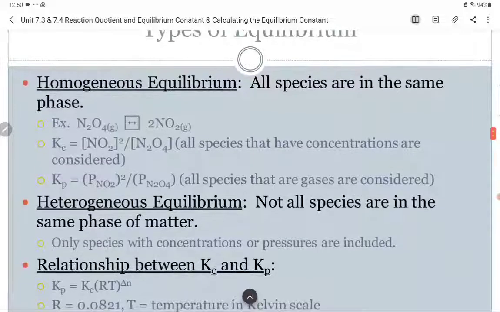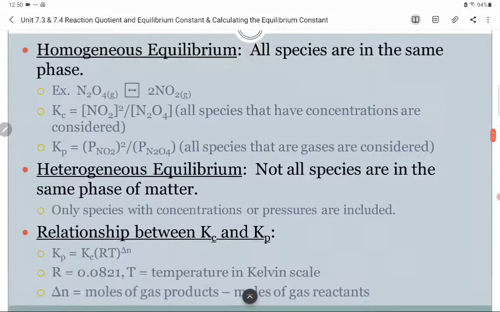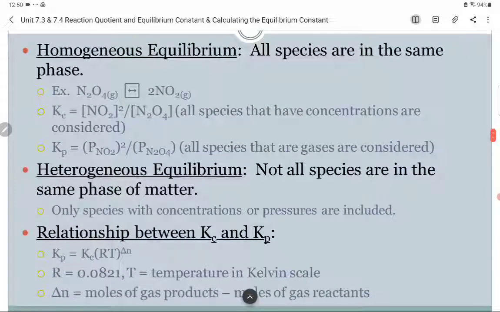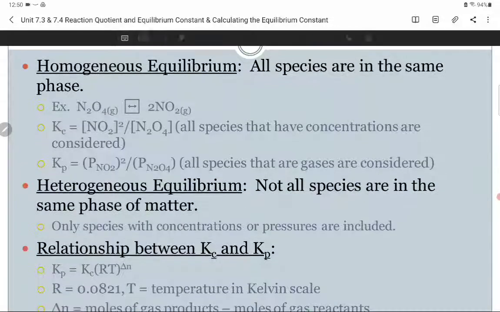Okay, so I guess we have a couple different scenarios. We have homogeneous equilibrium, where everything in the chemical reaction is a gas, or everything in the chemical reaction is a liquid, or everything in the chemical reaction is a solution, has a concentration.